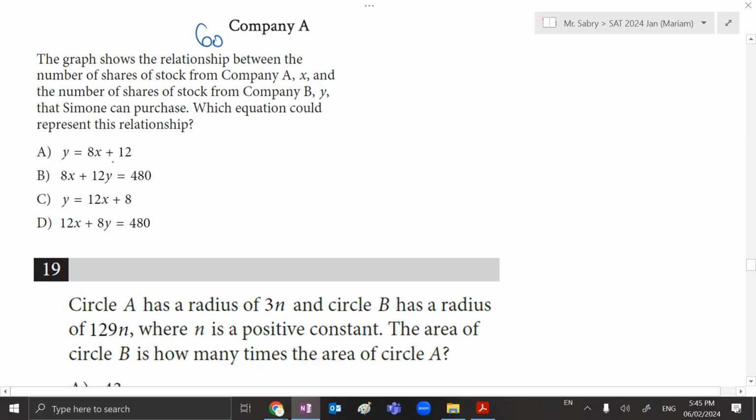The first one, what's its y-intercept? 12. Incorrect. The second one, what's its y-intercept? 8. Wrong. 12. Wrong. No, it's 480. No, wrong.